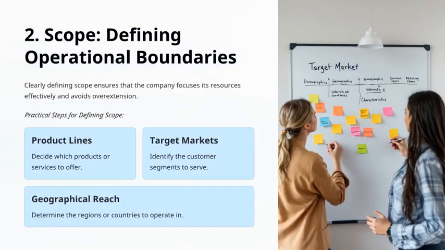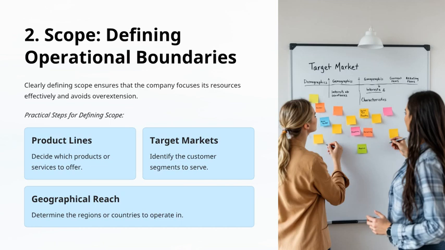2. Scope: defining operational boundaries. Scope outlines the boundaries within which an organization operates, encompassing its product lines, target markets, and geographical reach. Clearly defining scope ensures that the company focuses its resources effectively and avoids overextension.